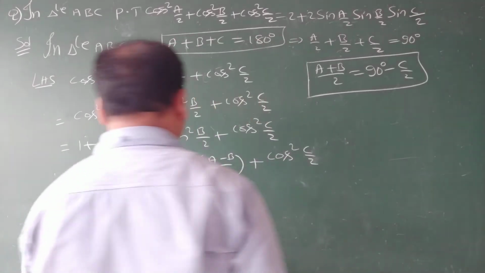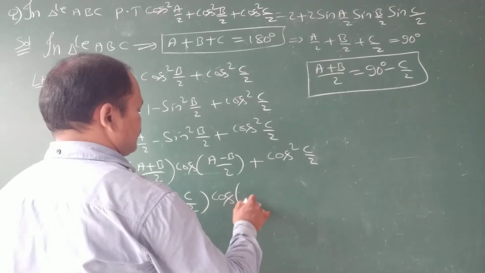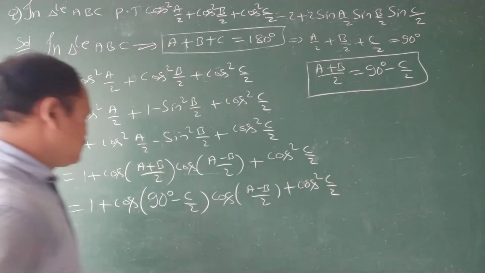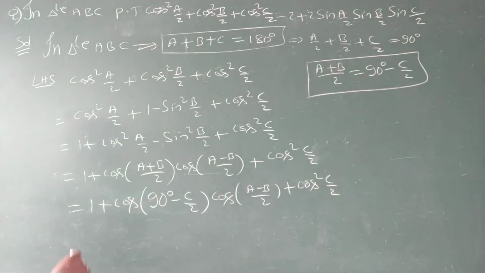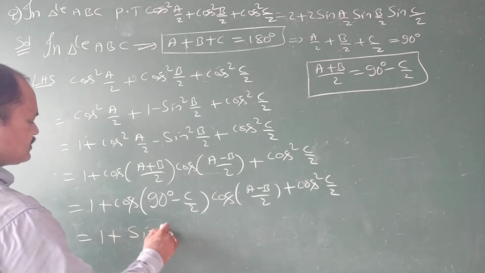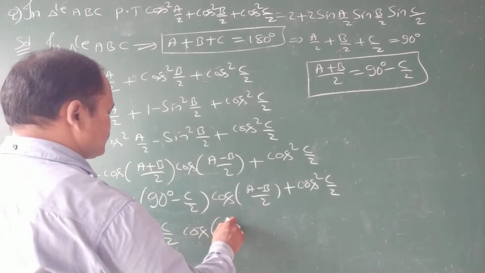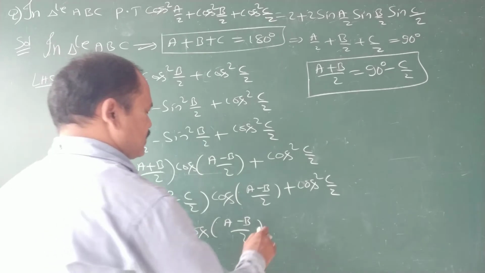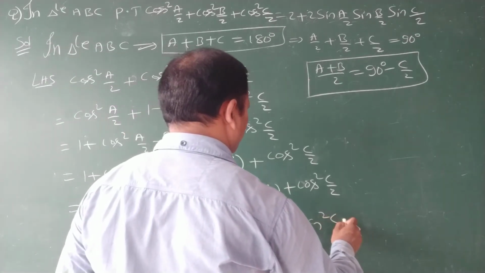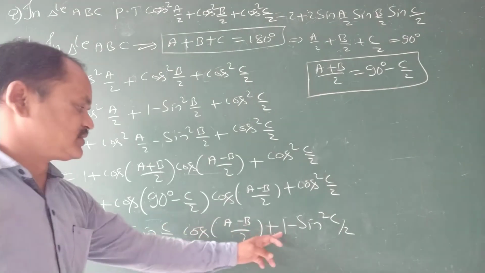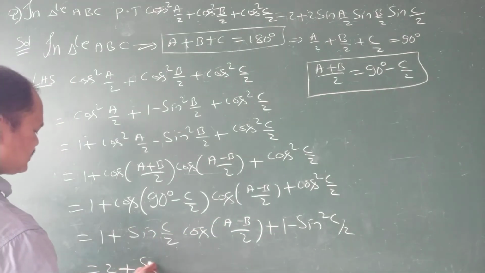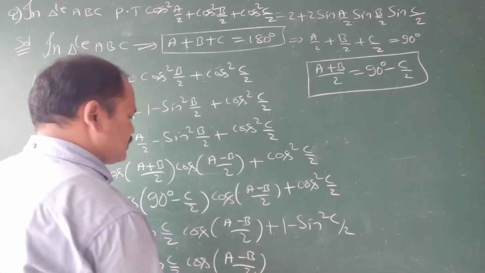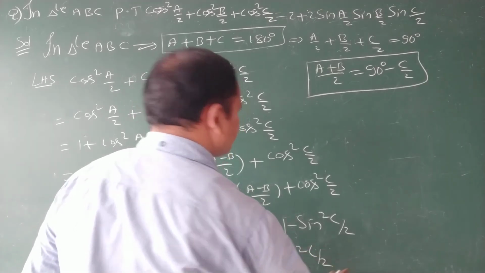Now cos 90 minus C by 2, into cos A minus B by 2, plus cos square C by 2. Now cos 90 minus theta is nothing but sin theta. That's why here it is 1 plus sin C by 2 into cos A minus B by 2. So cos square C by 2 can be written in terms of sine from the identity, that is 1 minus sin square C by 2. That's why here 1 plus 1, 2 plus sin C by 2 into cos A minus B by 2 minus sin square C by 2.